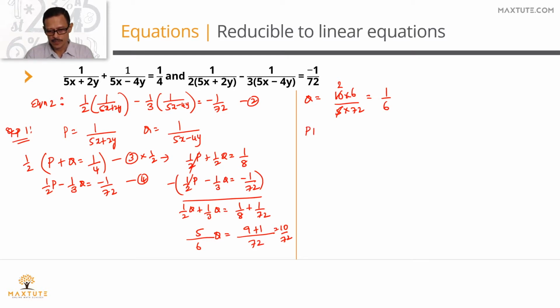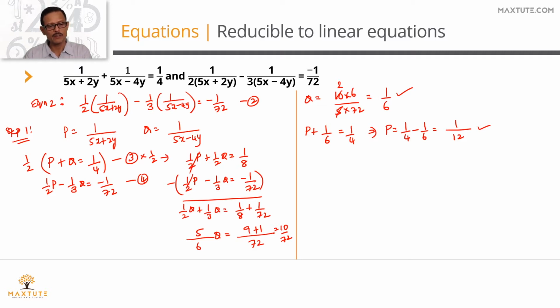So p plus q, which is 1 by 6, is equal to 1 by 4. Take the 1 by 6 to the right hand side. So value of p will be equal to 1 by 4 minus 1 by 6. 12 is the common denominator: 3 times 4 minus 2 times 6. So it's equal to 1 by 12. So value of q equals 1 by 6. Value of p is equal to 1 by 12.